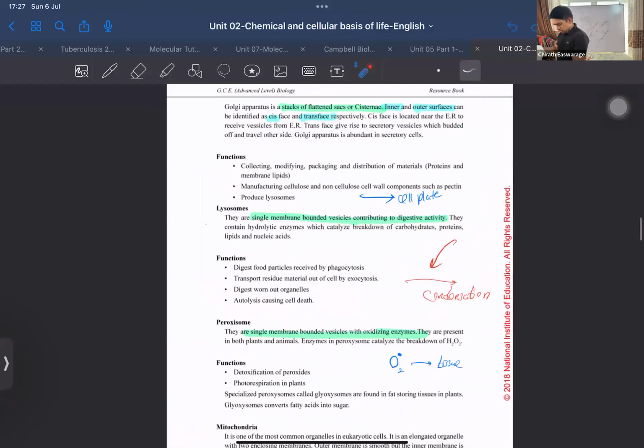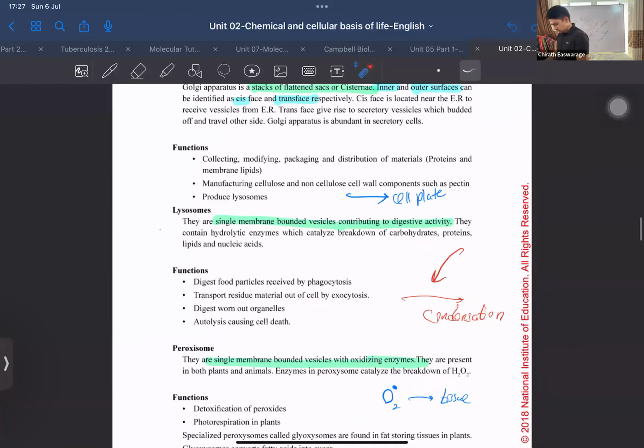Collecting, modifying, packaging, and distribution of materials, protein and membrane lipids. Yes, that is an important function. They collect, modify, package, and distribute. Please remember those 4 terms. Okay. Mainly proteins and membrane lipids.